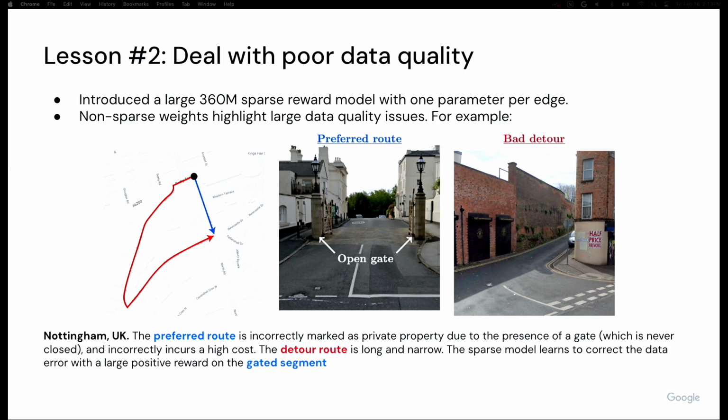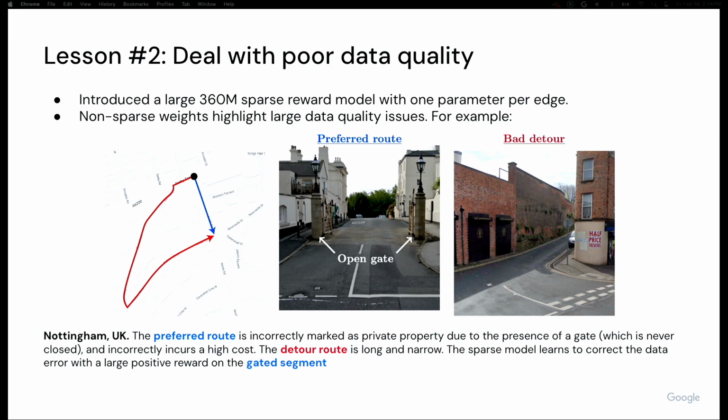To address this, we introduced a very large 360 million parameter sparse reward model, where there's one parameter for every single state action pair in the graph. And then you add a really high L1 penalty on top of this reward function. This is in addition to your base reward function; you add this sparse component to it. So after training, the majority of the parameters in the sparse model are going to be 0. Your standard reward model of the features you have is going to capture most of the information.